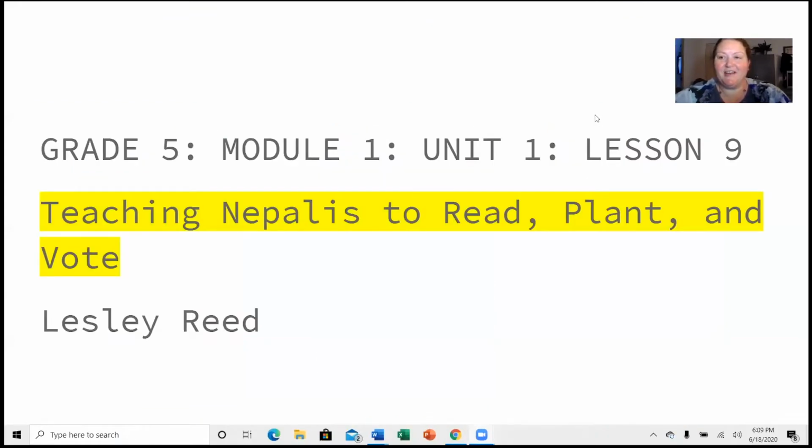Okay, to get started, first we're going to read a story. It's Teaching Nepalis to Read, Plant, and Vote by Leslie Reed. So we're going to go ahead and pull that up and get started.